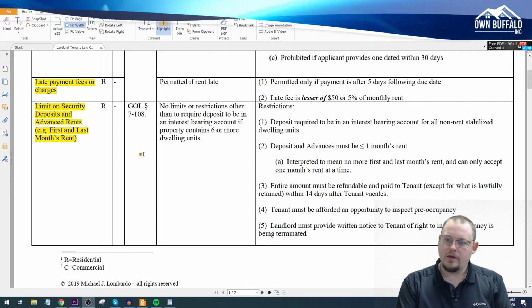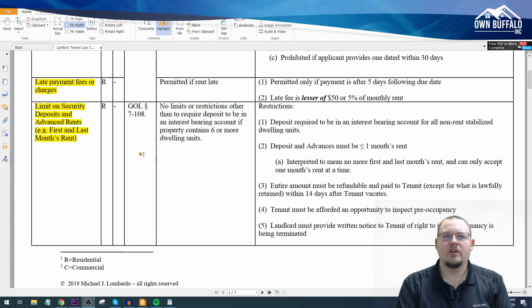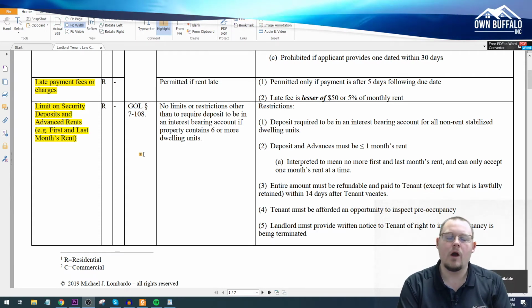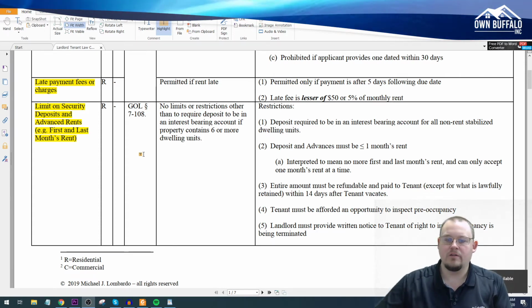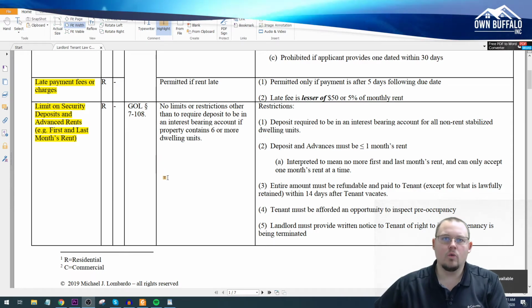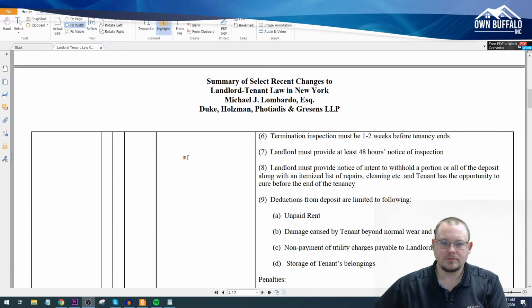So the advances and deposits cannot equal more than 1 month of rent total, is my understanding. So if you have a rent of $850 and your security deposit is $850, that's the maximum you can collect. There's no more double deposit, where you would be bringing in $1,700. There's no more first, last, and security. Those have all been eliminated. So the maximum you can charge at move-in now is your rent and your, I'm sorry, your rent and your 1 month's rent security deposit.